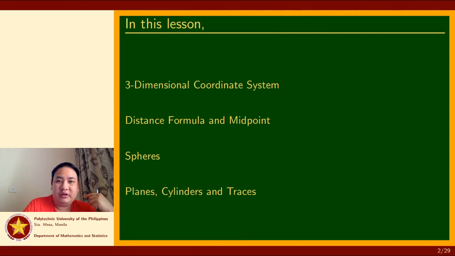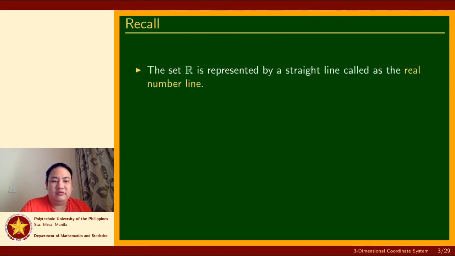The third part and the fourth part are about the basic objects in a three-dimensional space, which are spheres, planes, cylinders, and traces. First, let us recall that the set R of real numbers is usually represented by a straight line. This straight line is oriented in such a way that there is always a positive direction and a negative direction. This line is also called the real number line.